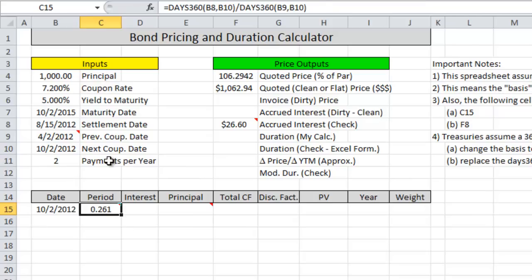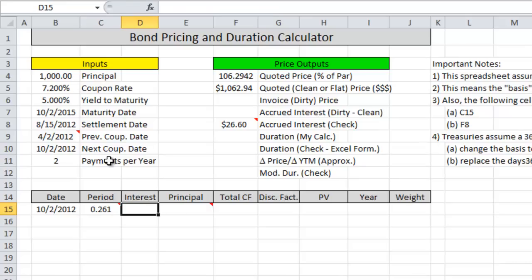And so you can see that, we're settling the bond on August 15th. We're getting the first cash flow on October 2nd. That means that 0.26 or 26.1% of a full coupon period will have expired by the time we get the first cash flow. So that's going to be important as we figure out our discount rate.